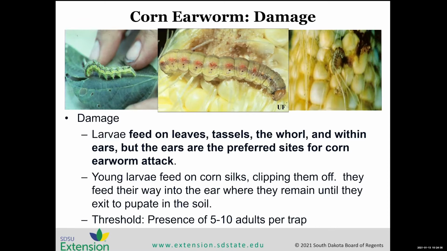The threshold for these guys is the presence of 5 to 10 adults per trap. What that trap means is you can buy pheromone and nightlight traps to catch them, and the threshold is the presence of 5 to 10 adults. If you don't have a pheromone or nightlight trap, I'm not sure what you could do otherwise, except go out and look for the larva, but there currently is no threshold based on the larva.